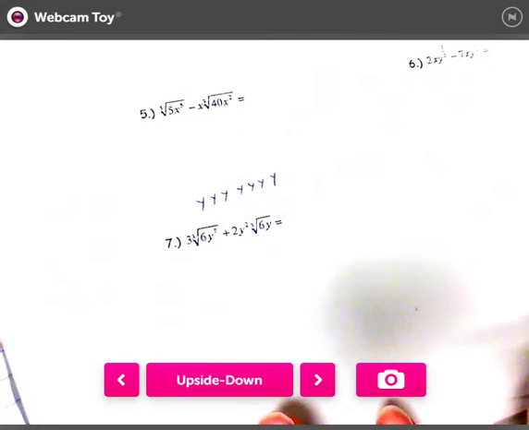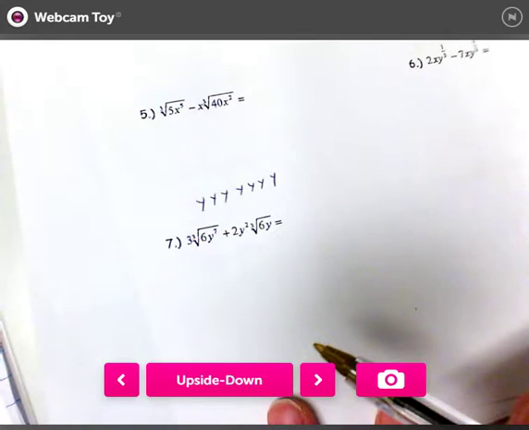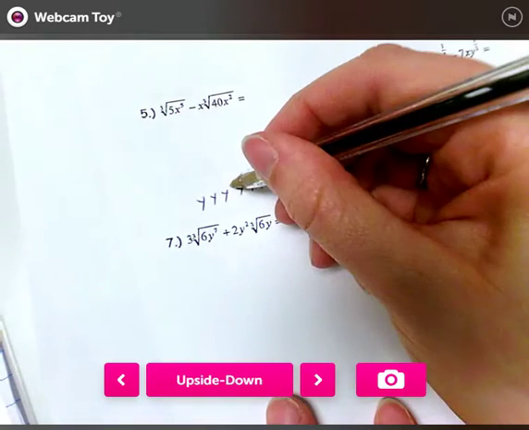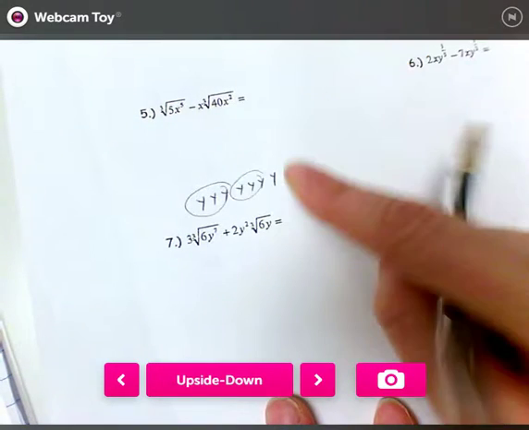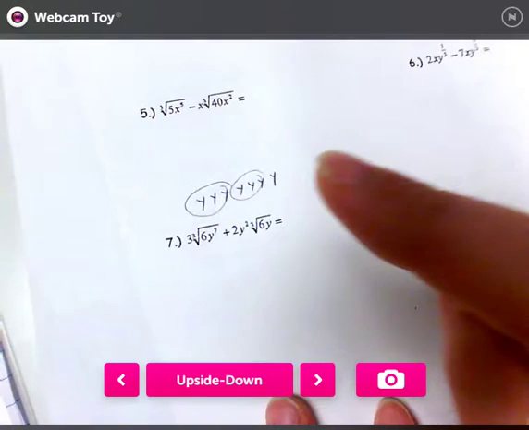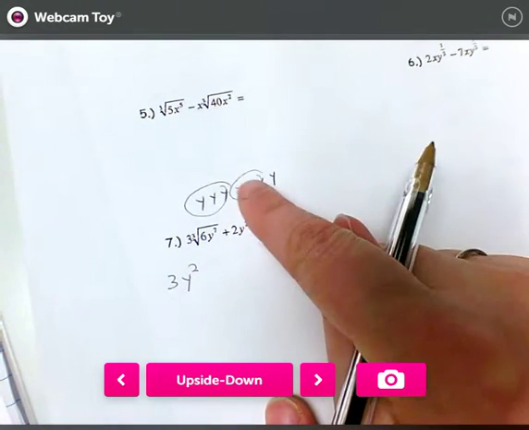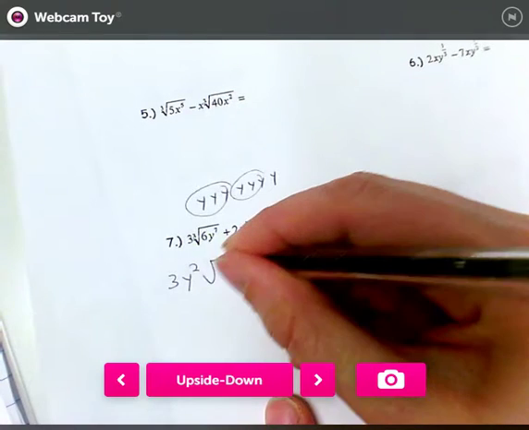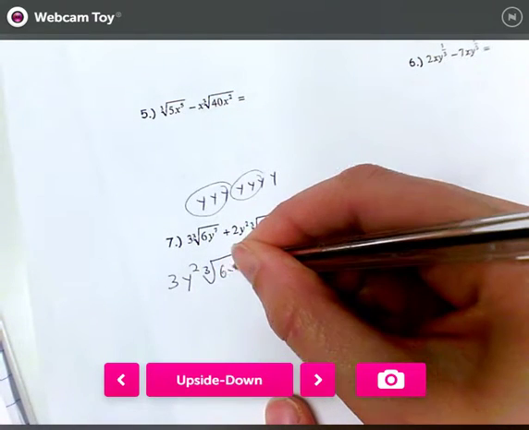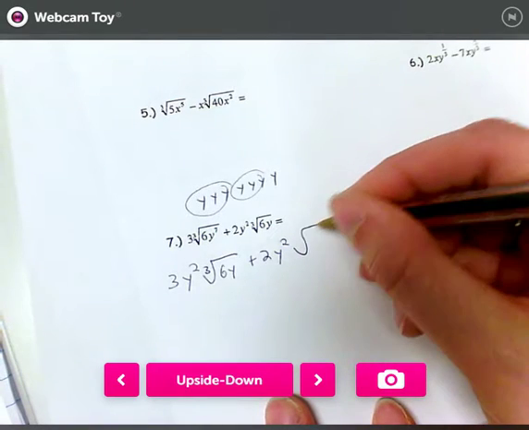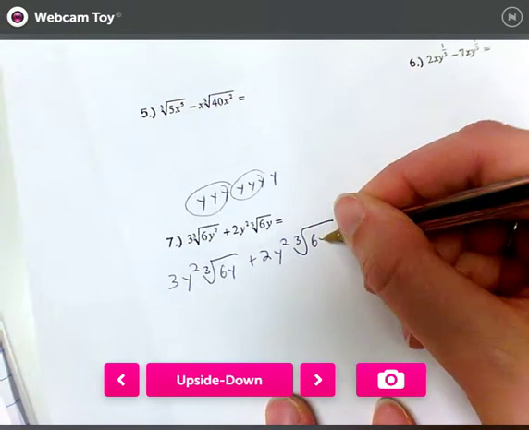Okay, so how many 3's are there? Groups of 3. 2. I've got 1, 2, and then I end up having 1 y left over, right? So we end up having 3y squared, because there was 2 groups of 3, times the third root of 6y, plus 2y squared times the third root of 6y.